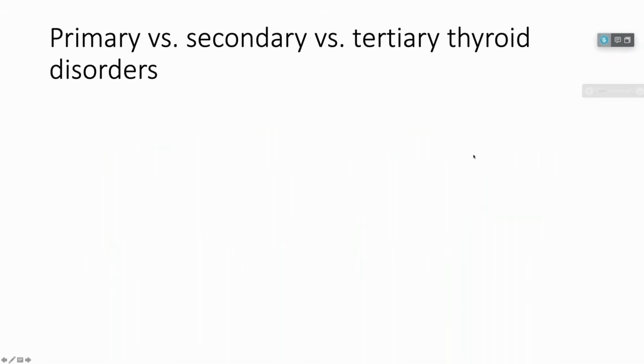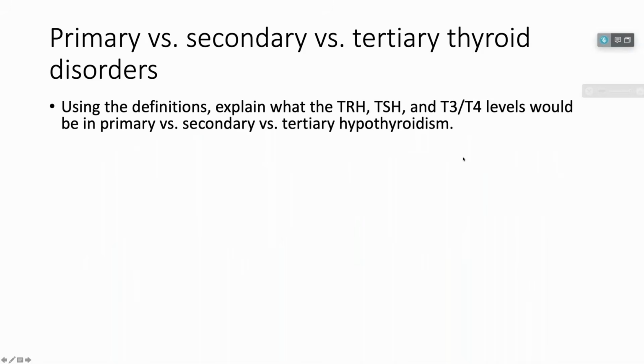Okay, so let's use some of this stuff. Elaine, can you tell me, using the definitions, if someone had primary versus secondary versus tertiary hypothyroidism, what would the TRH, the TSH, and the T3, T4 levels be? So in primary hypothyroidism, you would see decreased T3 and T4 and elevated TSH. But the TRH? TRH would also be elevated. Boom. Yeah, exactly. Why? Because the dysfunction is in the thyroid and not in the pituitary or the hypothalamus. Yeah, that's true. But why mechanistically?